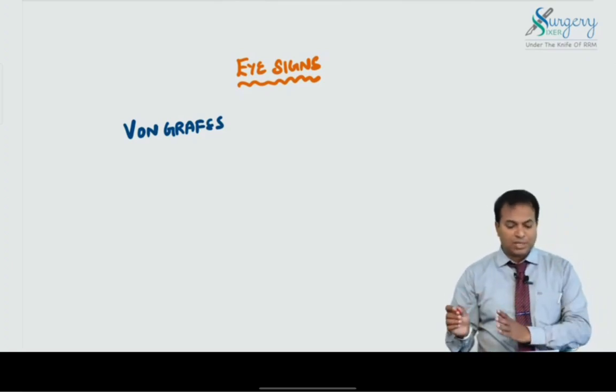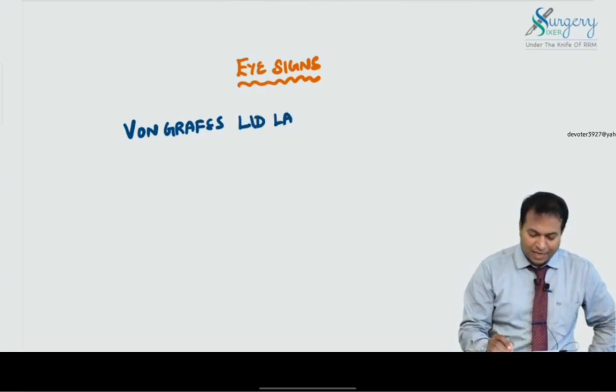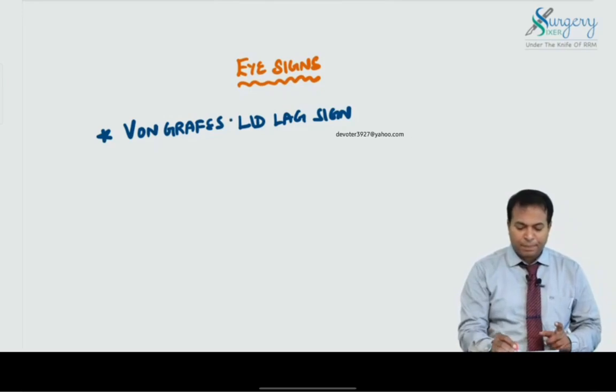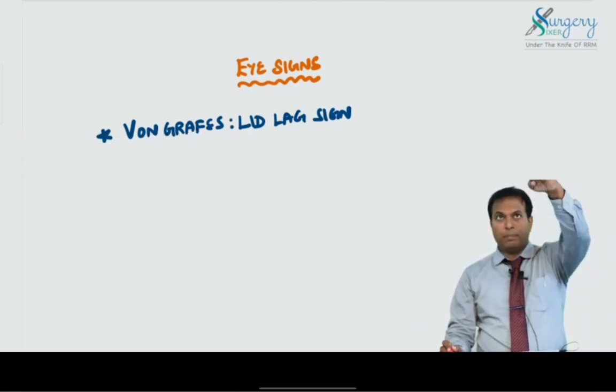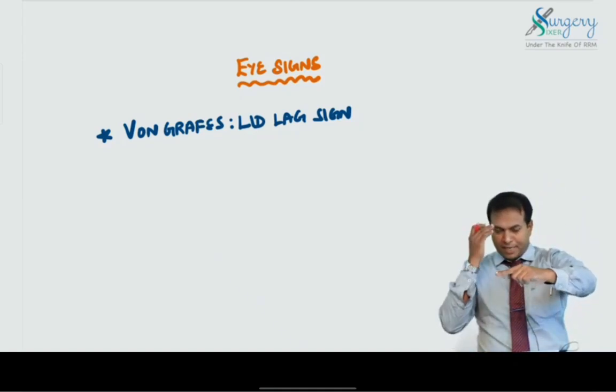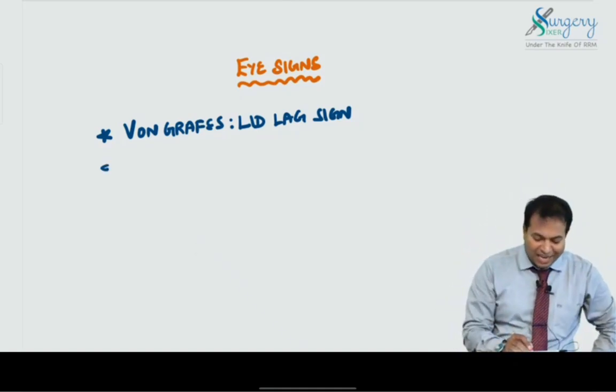I'm demonstrating all these in a clinical video session. Just see Von Graefe's lid lag sign. As I am examining the patient, I will ask the patient to follow my finger continuously like this. Go down, go up, go down, go up. As I am doing this, the patient's eyelids will lag behind. So this is Von Graefe's lid lag sign.